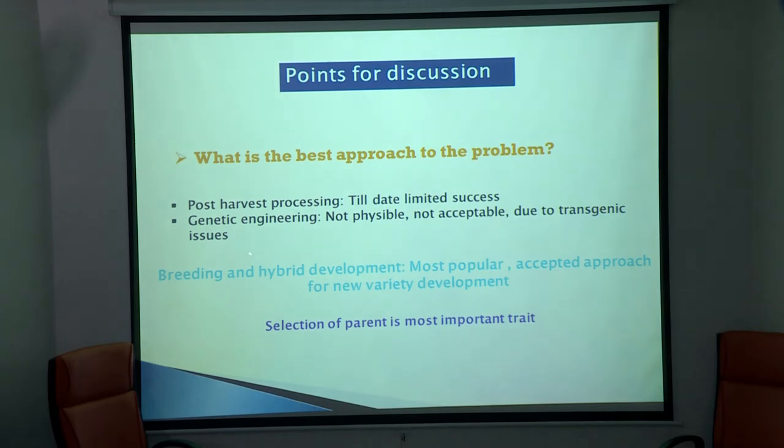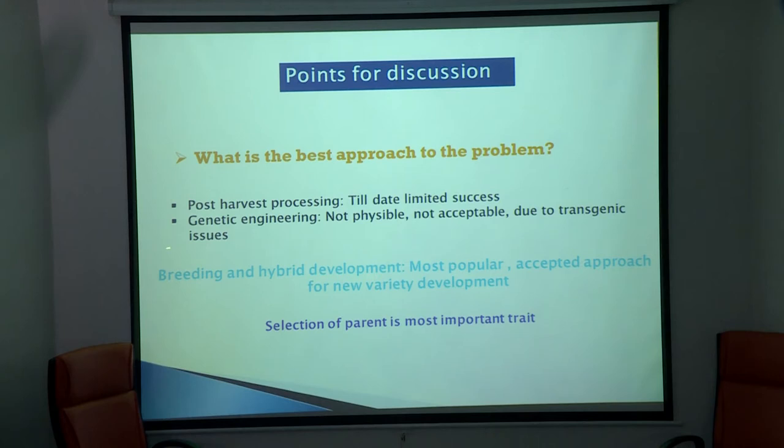Then we come to genetic engineering. In the case of pearl millet, genetic engineering is not feasible or acceptable because of the transgenic issue. We are not accepting transgenics even in wheat or rice, which are the most consumed crops. Pearl millet is already a neglected crop, so who will accept it? That's why genetic engineering in the case of pearl millet is not recommended.